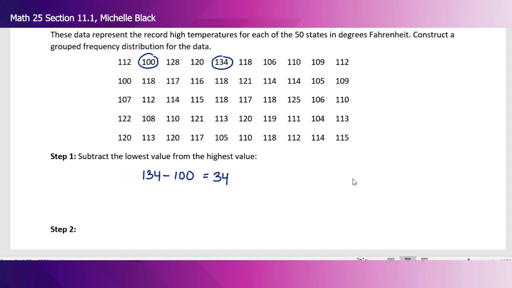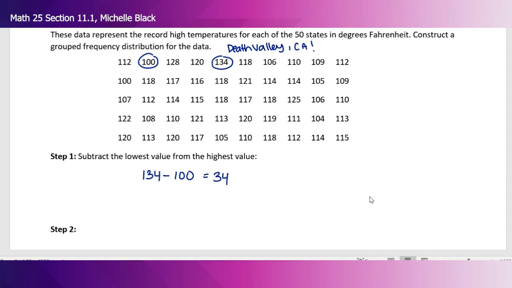And you should have gotten 34. So our temperatures range over 34 degrees from 100 up to 134. And actually, if you want to know, this temperature of 134 degrees was recorded in Death Valley, California. So not too far away from here.